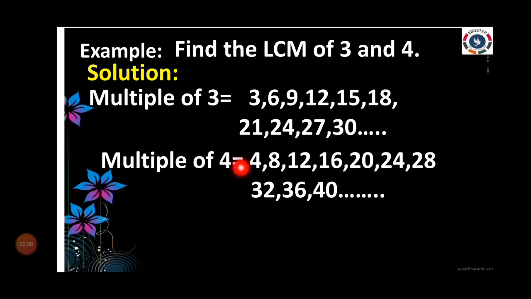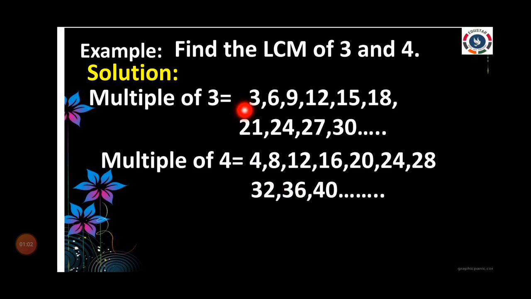So write the multiplication table of 4. 1 4 is 4, 2 4s are 8, 3 4s are 12, 4 4s are 16, 5 4s are 20, 6 4s are 24, 7 4s are 28, 8 4s are 32, 9 4s are 36, 10 4s are 40. I am writing up to 10 alone. From those values, we are going to find only the common multiples.